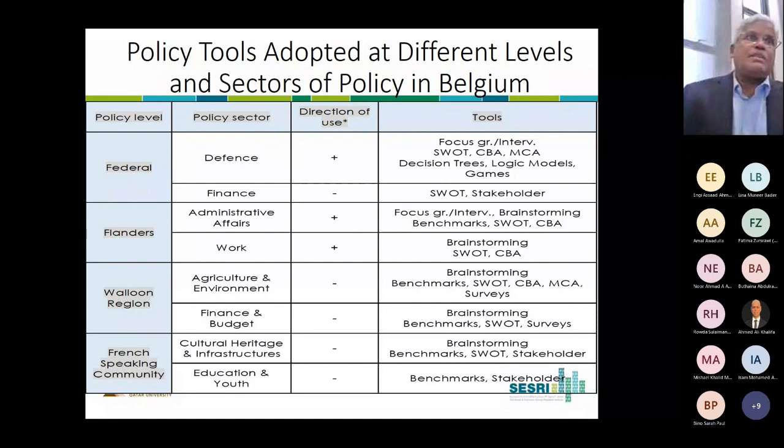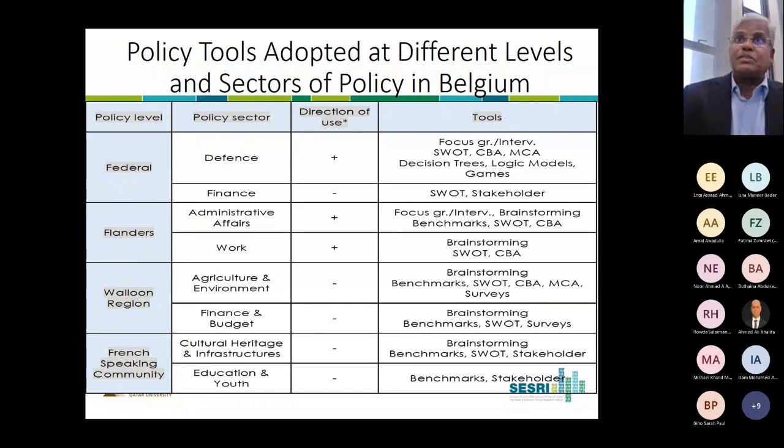The policy level is at the federal and at the regional level, the 3 regions. And the policy sectors are the Defense Ministry, the Finance Ministry, the Administrative Affairs, the Employment Work Ministry, Agriculture and Environmental Ministry, the Finance and Budget Ministry, Cultural Heritage and Infrastructure Ministry, and Education and Youth. And you look at the tools that are being used for policy making in these ministries at different levels.